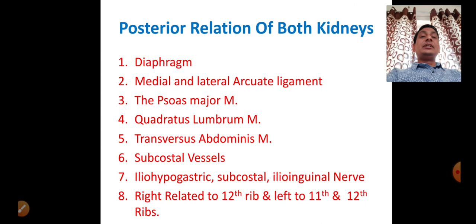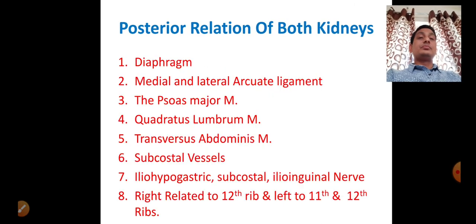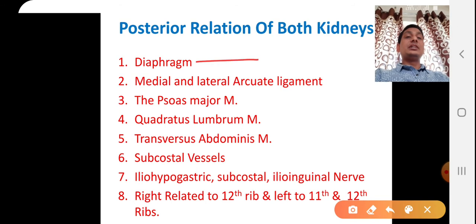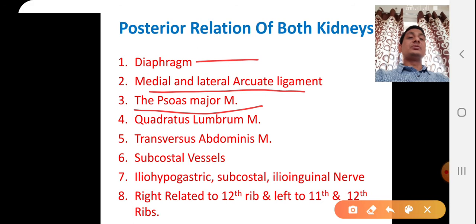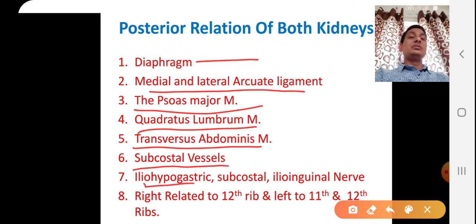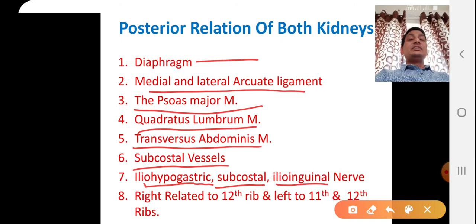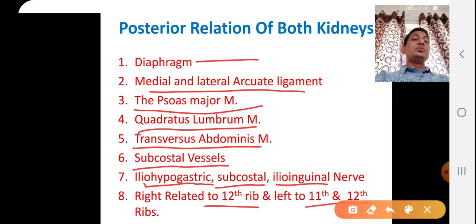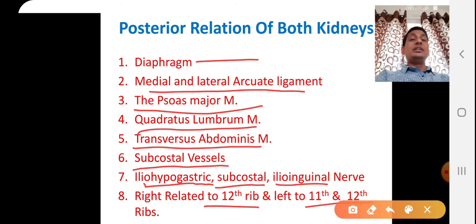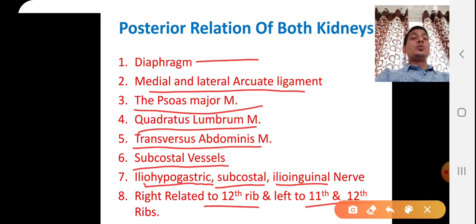Posteriorly, they are related with the diaphragm. Then the medial and lateral arcuate ligaments. Psoas major, the right side is the right psoas, the left is the left psoas. Then the quadratus lumborum muscle. Both kidneys are related posteriorly with the quadratus lumborum. Then the transverse abdominis muscle, and both kidneys are related to the subcostal vessels. Then nerves, that is the iliohypogastric, subcostal, then ilioinguinal. The only difference is that the right kidney is related with the 12th rib, while the left kidney is related with the 11th and 12th ribs. Why is this? Because the right kidney is slightly lower than the left.